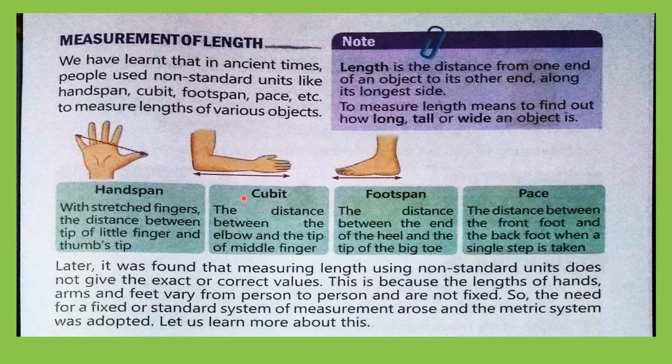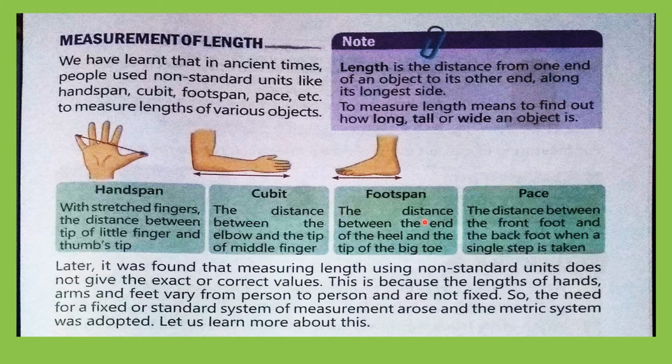Now, cubit. What do you mean by a cubit? The distance from the elbow to the middle finger is called a cubit. And this also varies. See your hand and my hand. If I measure your desk with my hand, it will be 2 to 3 cubits, and if you measure your desk with your hand, it will be 5 to 6 cubits.